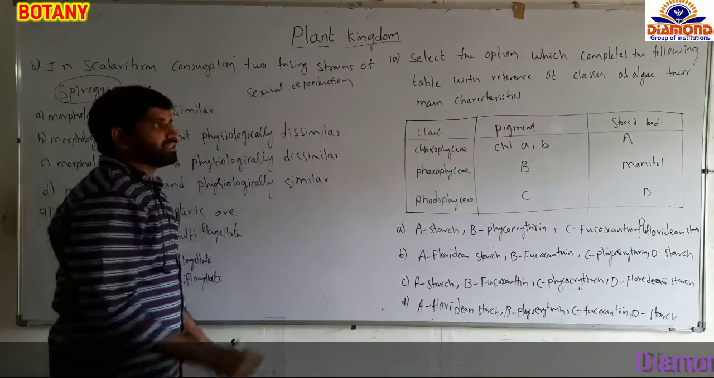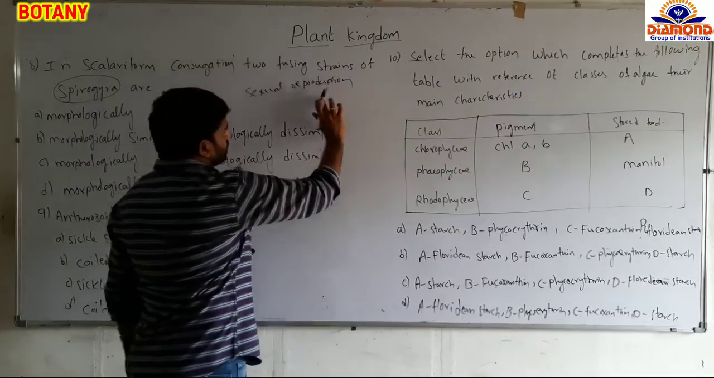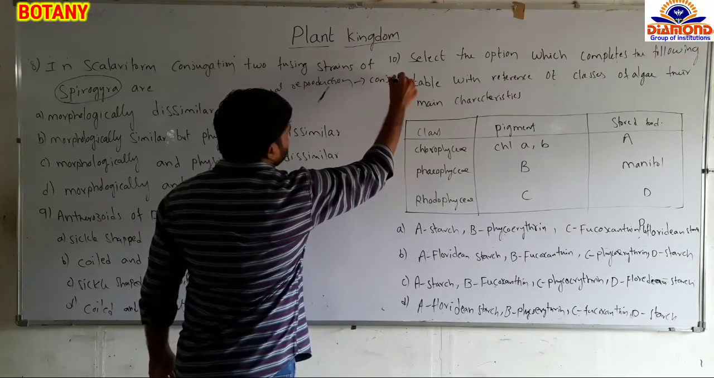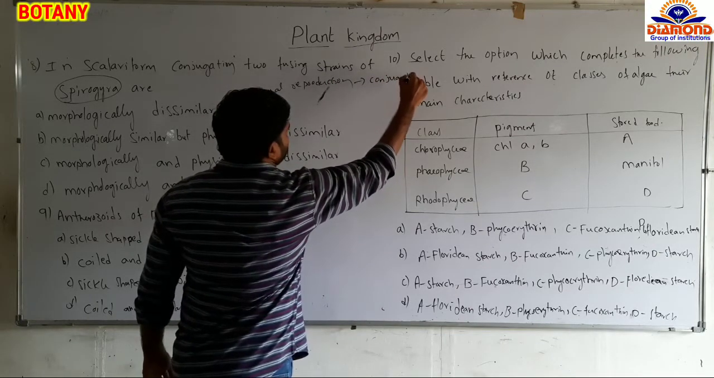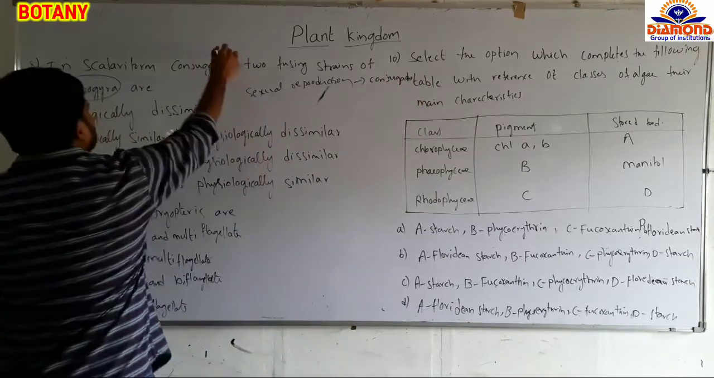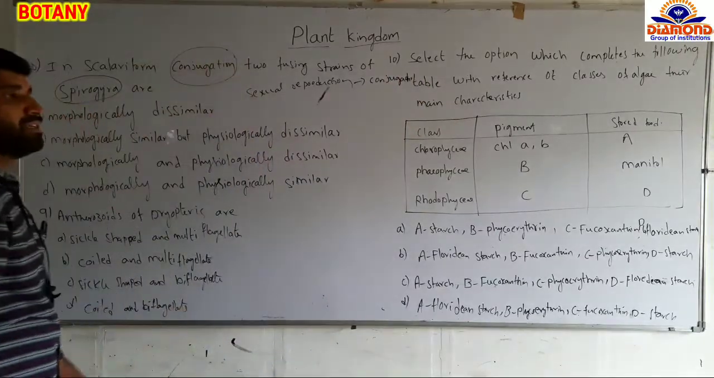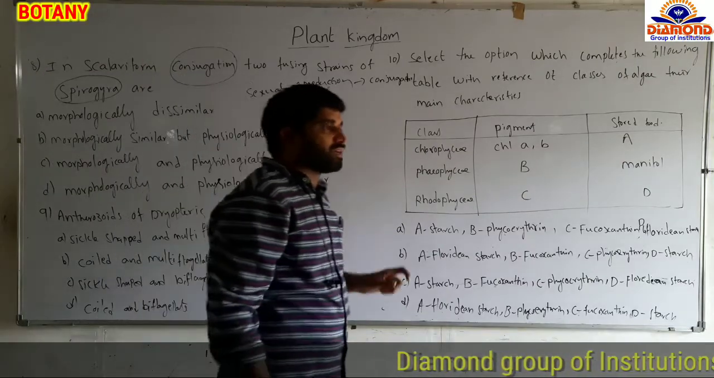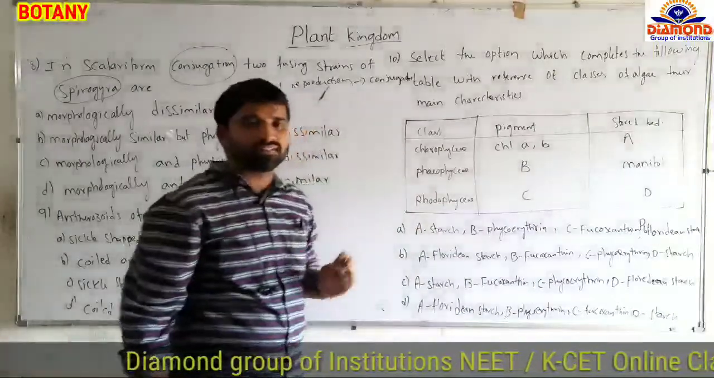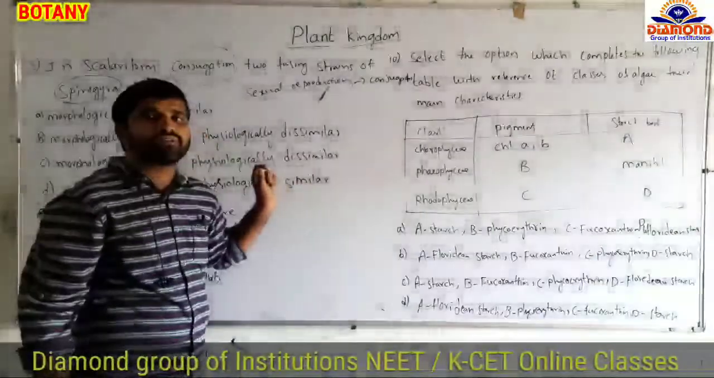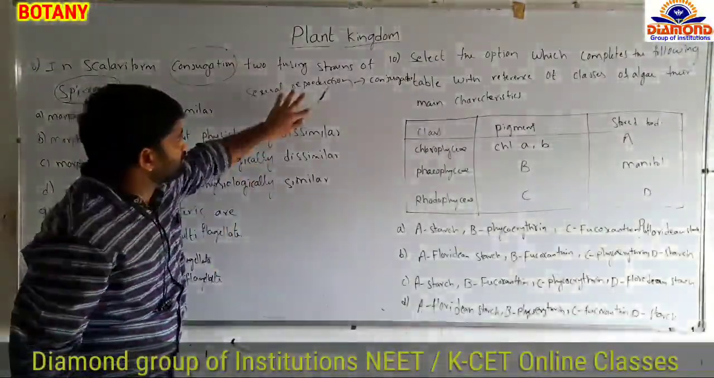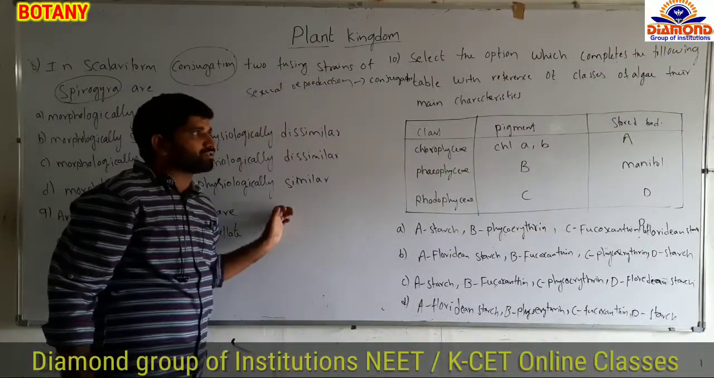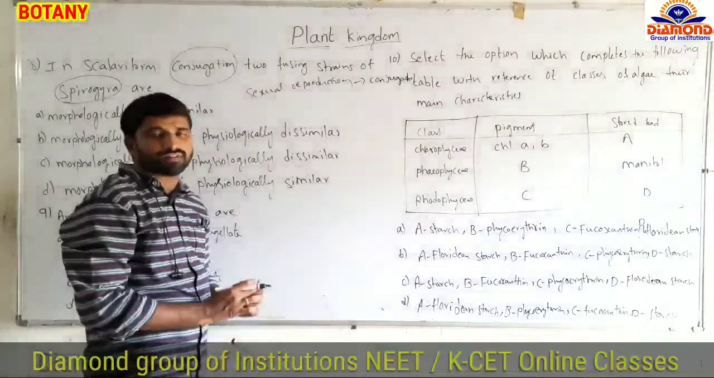Sexual reproduction occurs through conjugation. Here the conjugation mechanism is seen in Spirogyra. Conjugation means that between Spirogyra organisms, a specialized tube is formed. By the formation of this specialized tube, the male gametes pass into the female gametes and they can perform fertilization.